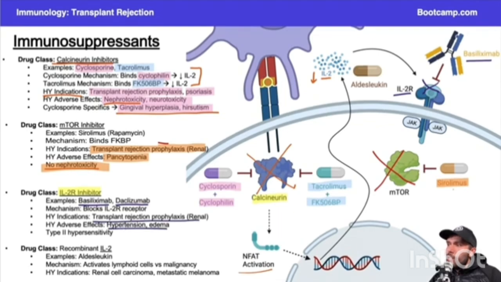You can see hypertension and edema, kind of more nonspecific. The important thing here, remembering that this is a type 2 hypersensitivity reaction because we're blocking the receptor. Okay, the last one on here is recombinant interleukin-2.